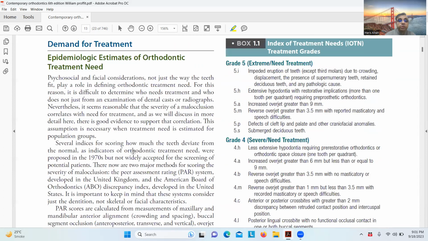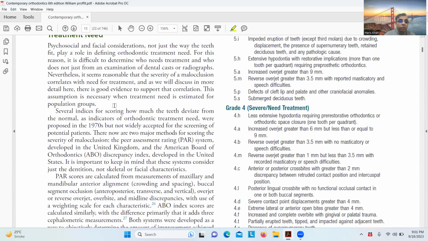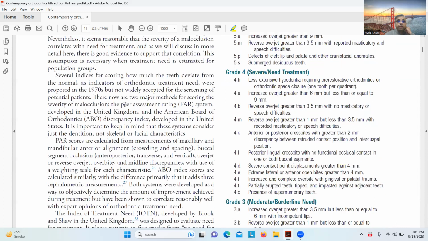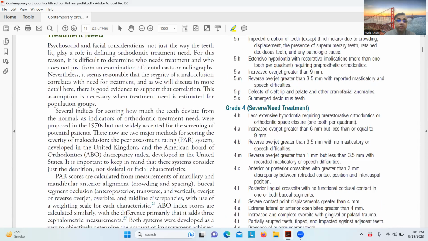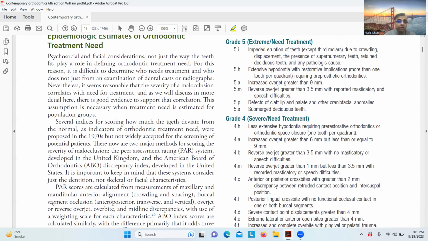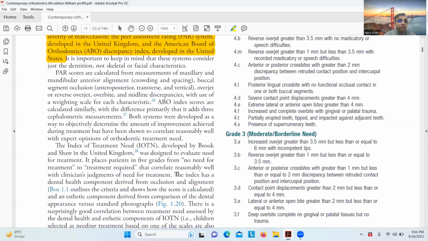Now, demand for treatment and epidemiology. Even here they have written several indices. What is an index, right? For screening, teeth that deviate from the normal indicate orthodontic treatment need, but this is not widely accepted for screening of potential patients. They score the severity of malocclusion in the Peer Assessment Rating index. It is important to keep this system constant. Scores are calculated from measurements of an ABO; you can give it a read and write it down, right?